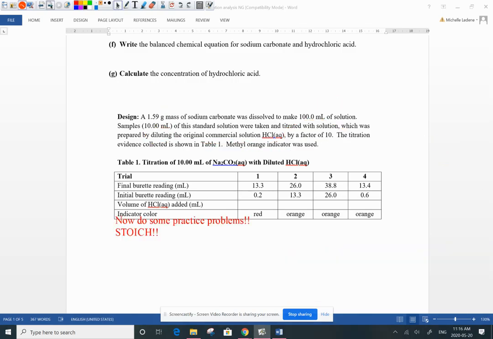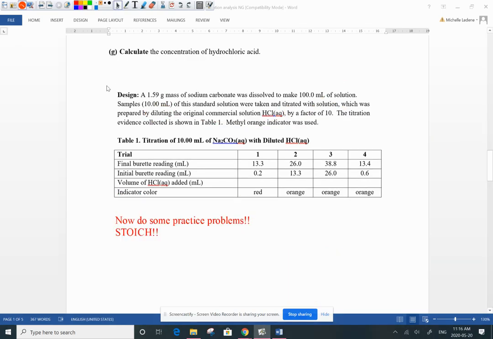Okay, so now, guys, just do some practice problems. You've got to do some more STOICH, right? You've got to do some practice. There's one more question in this booklet and some practice problems.